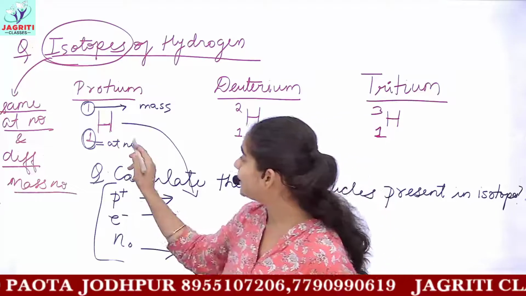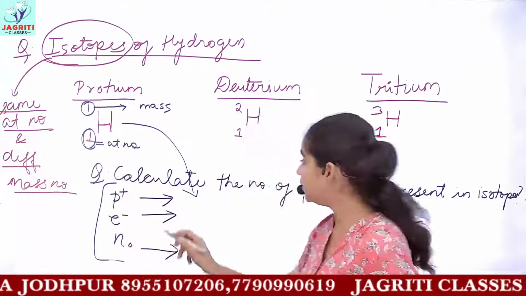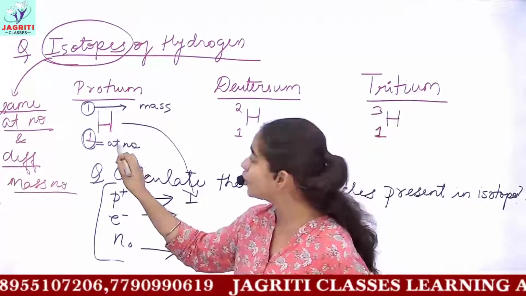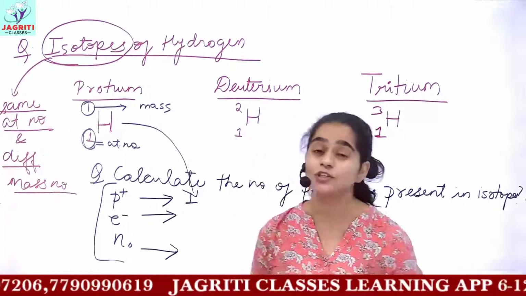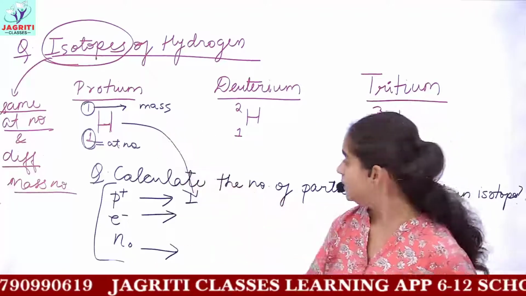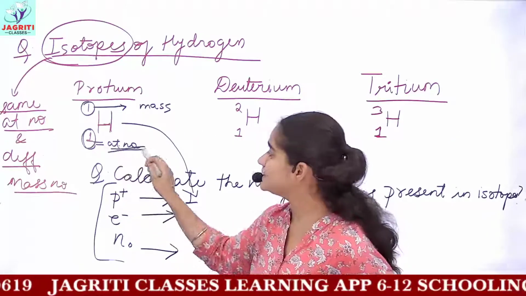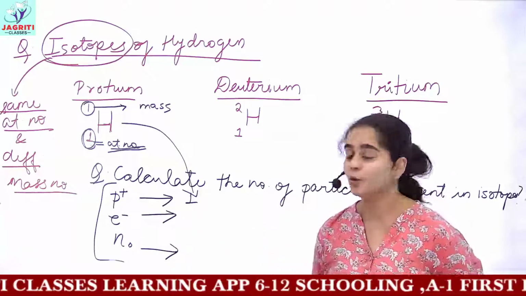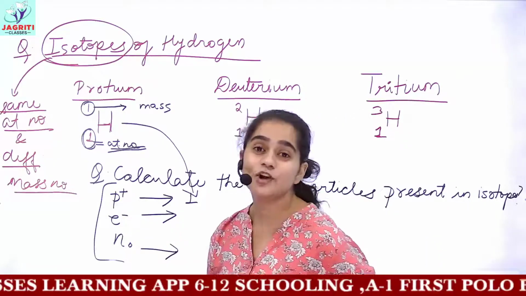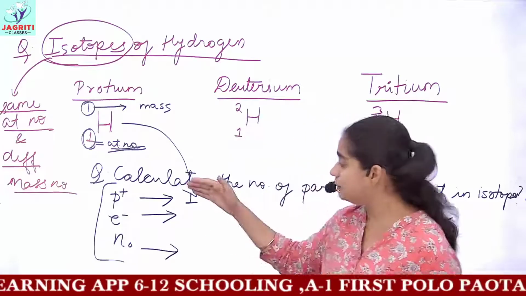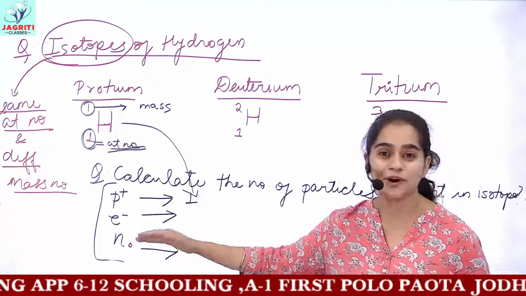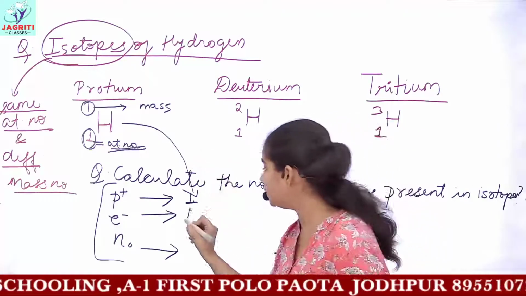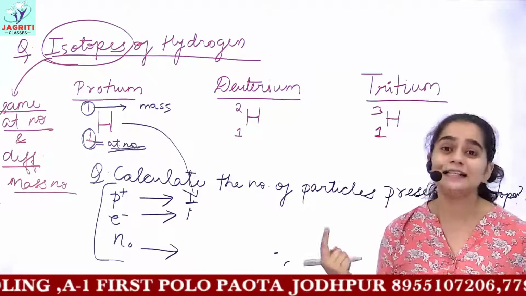So if the atomic number is 1, then the number of protons present in protium would also be 1, because we say atomic number is the number of protons present in any atom. Next, talking about electrons, we said that usually the number of protons is equal to the number of electrons. So because you have 1 proton in protium, the number of electrons would also be 1.